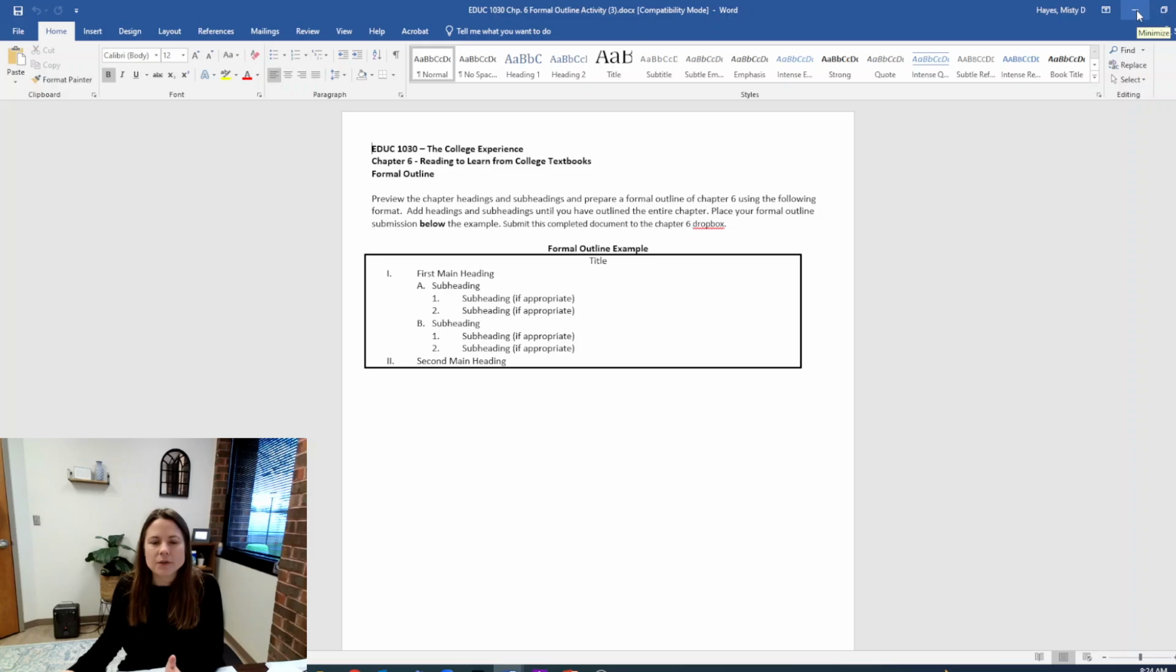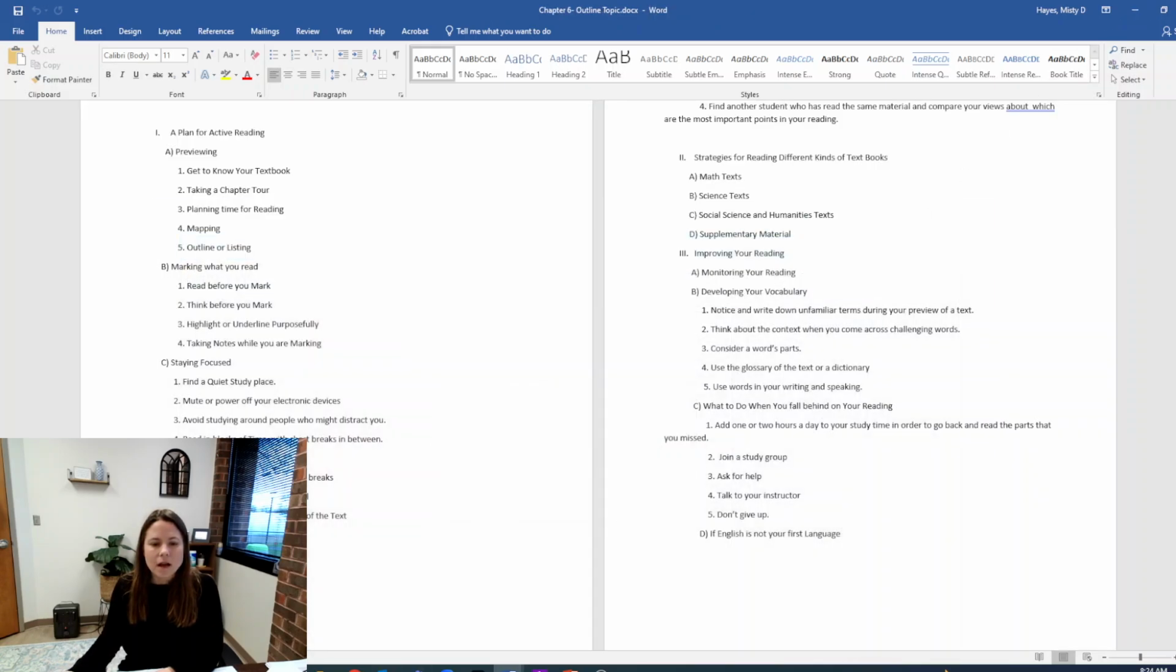But I do want you to understand the reason that we're doing this formal outline is because you really have to be able to pick out the most important parts of the reading. And this is going to help you not only as a study tool, but to gain a further understanding of the content, which is the purpose of reading with college textbooks.